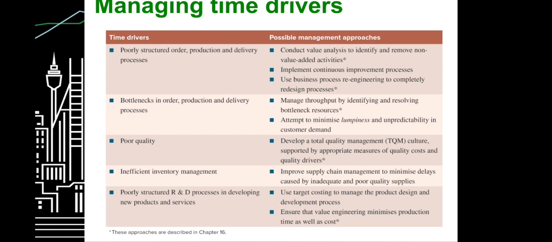And number 5, poorly structured R&D processes in developing new products and services. So what are the things that can be done to manage this? See here there are 2 points. Use target costing to manage the product design and development process. Target costing, you have learned about target costing before. Ensure that value engineering minimizes production time as well as cost.